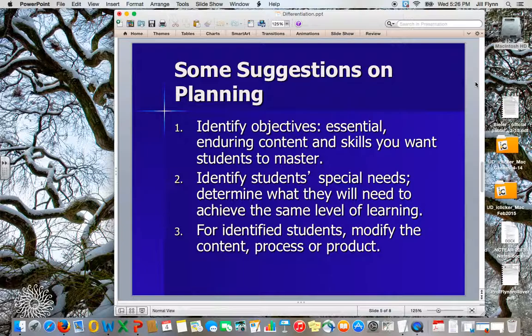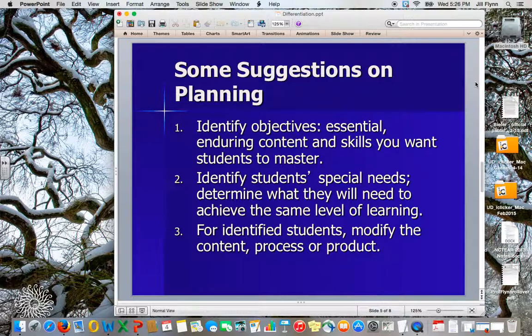So how do I start? Just like you would start with anything, with a lesson or a unit, you think about your objectives. What is the content? What are the skills that you want students to master? And then really think about your students. Think of them individually and think of them as a group. What is it that they're going to need in order to support their learning of these objectives?